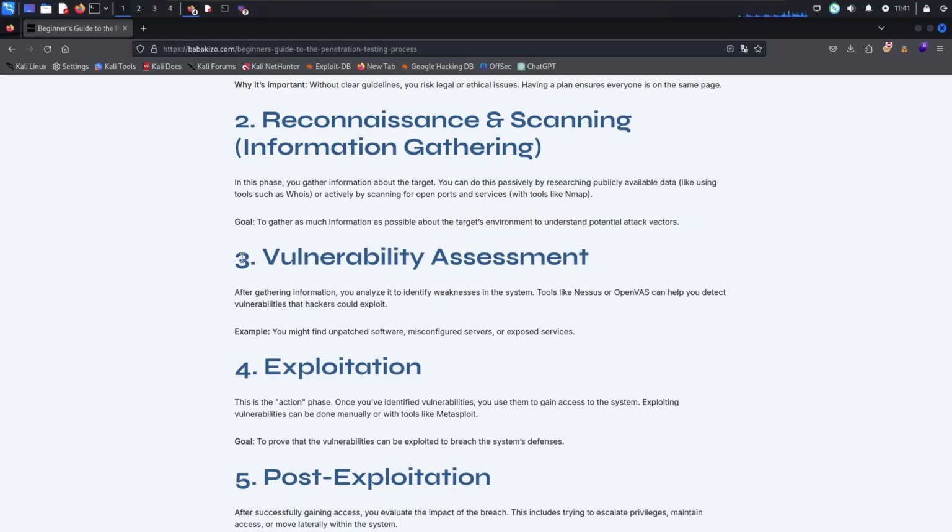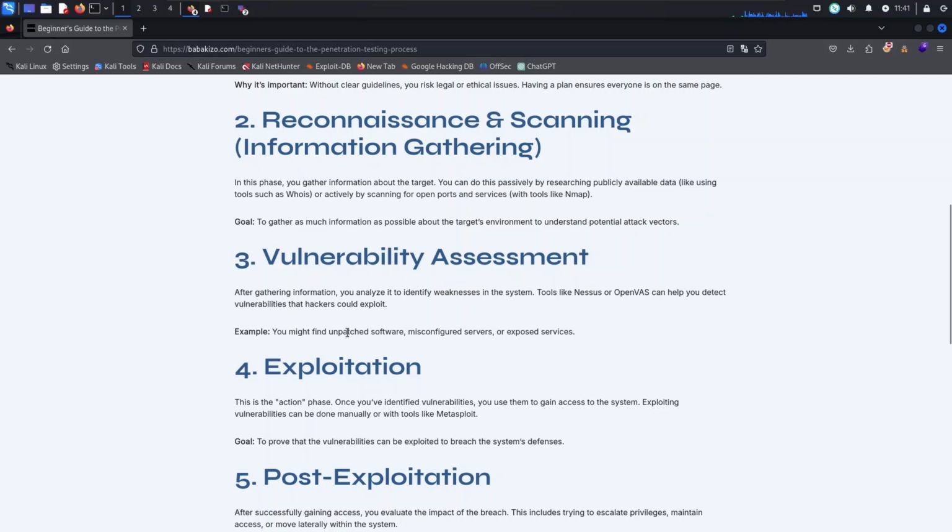Number three, vulnerability assessment. After gathering information, you analyze it to identify weaknesses in the system. Tools like Nessus and OpenVAS can help you detect vulnerabilities that hackers could exploit.